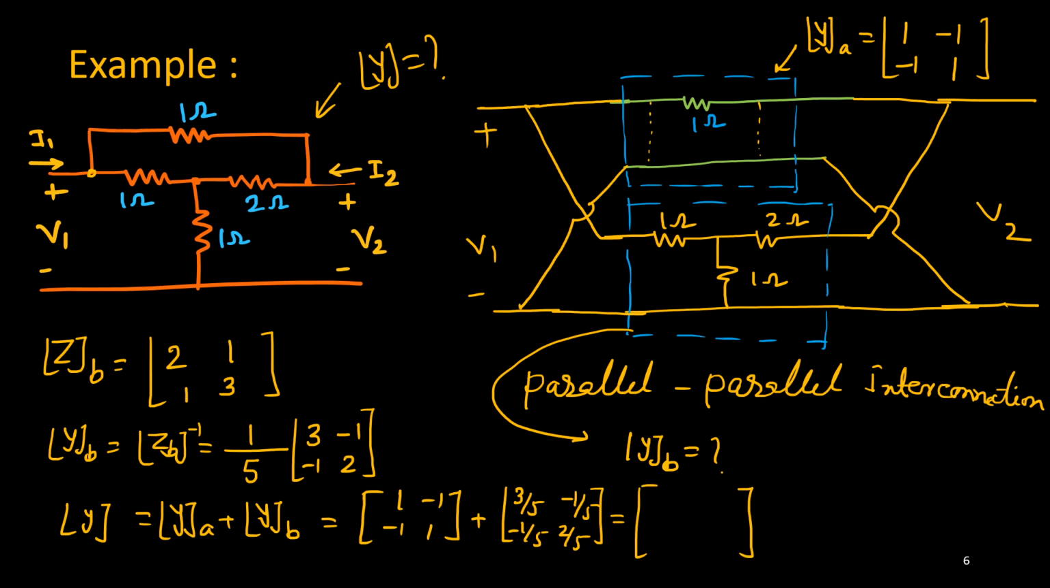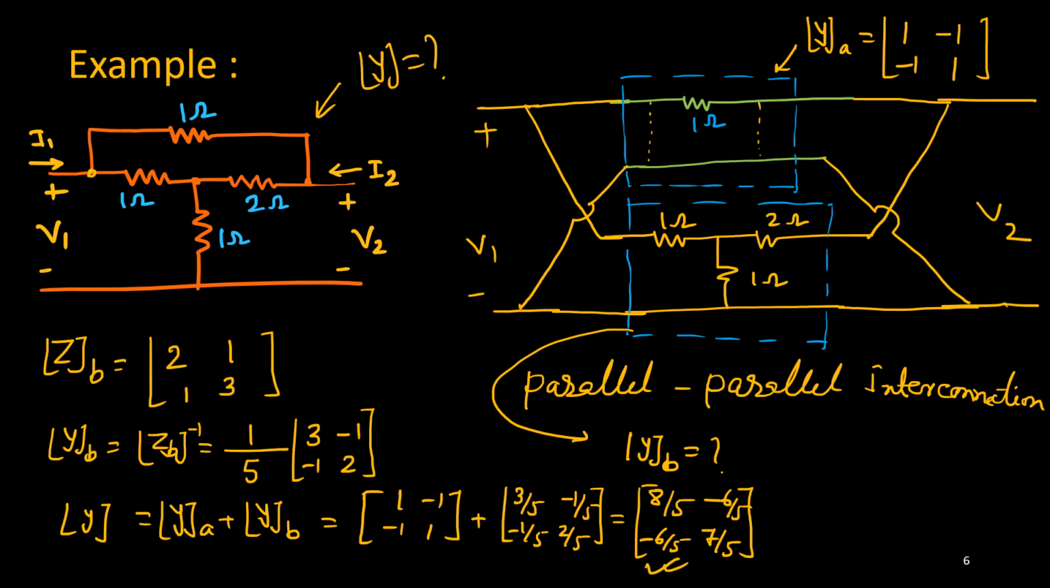So 1 plus 3 by 5 is 8 by 5. This one is minus 1 minus 1 by 5, minus 6 by 5. This is also minus 6 by 5. 1 plus 2 by 5 is 7 by 5. Okay, so this is the answer.